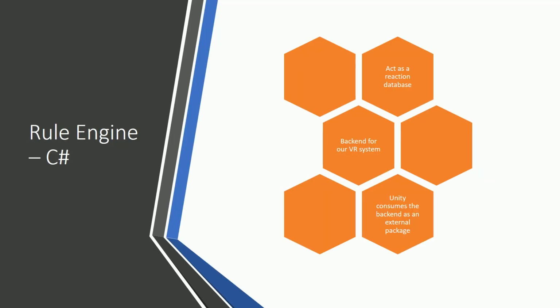The most important part of the project is focused on rule engines, which is the entire backend of the system. The entire database for our organic chemical reaction is based on the C# rule engine. So what it does is, Unity consumes the backend as an external package, and this particular piece of code, or DLL file, will be built at a later stage.